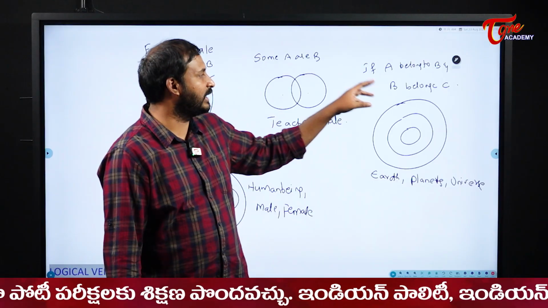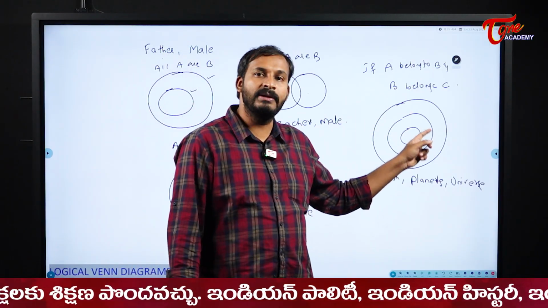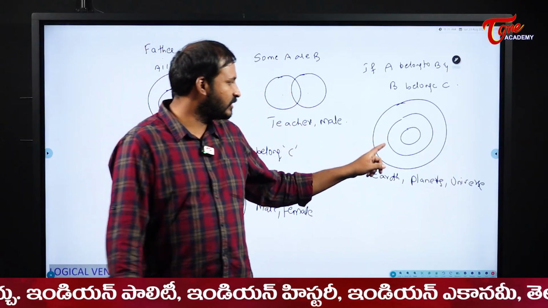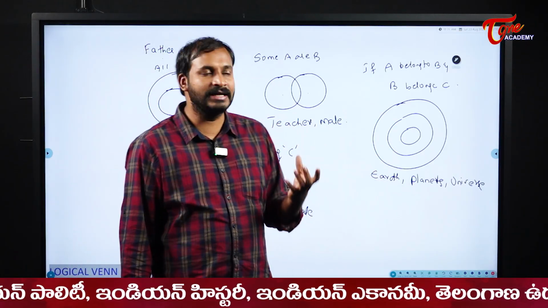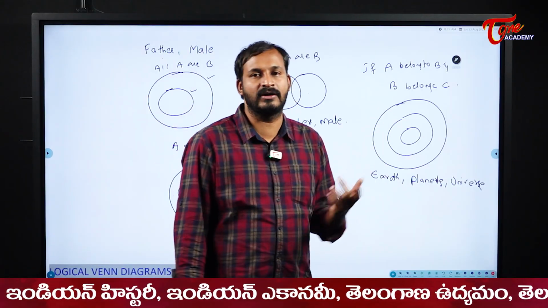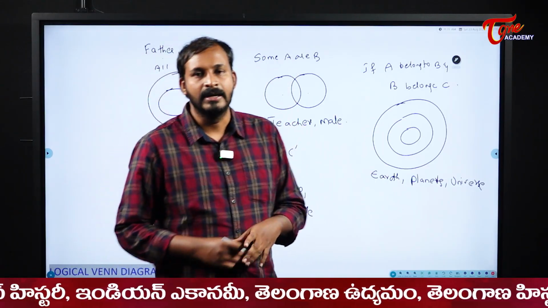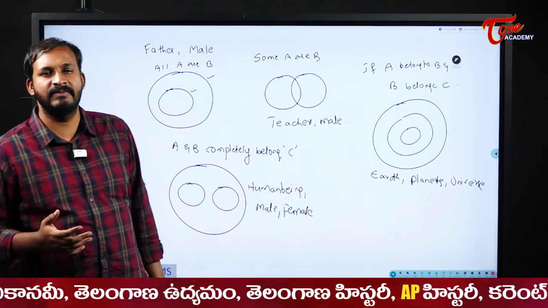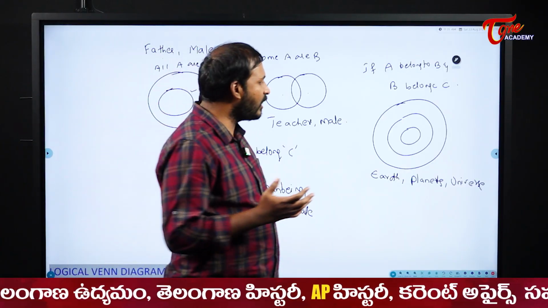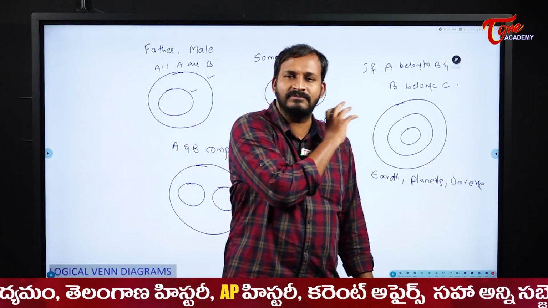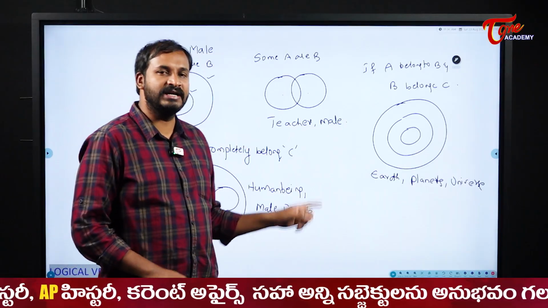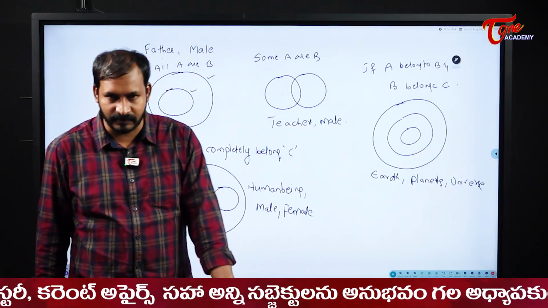So that means if A belongs to B, B belongs to C, then obviously A also belongs to C. Earth is also a part of universe, right? This is how we will draw the logical Venn diagram. But what happens here, students, based on the context and based on the situations, we will not be able to draw the diagram just by seeing this one. Why, sir? Definitely we need to take the help of options.